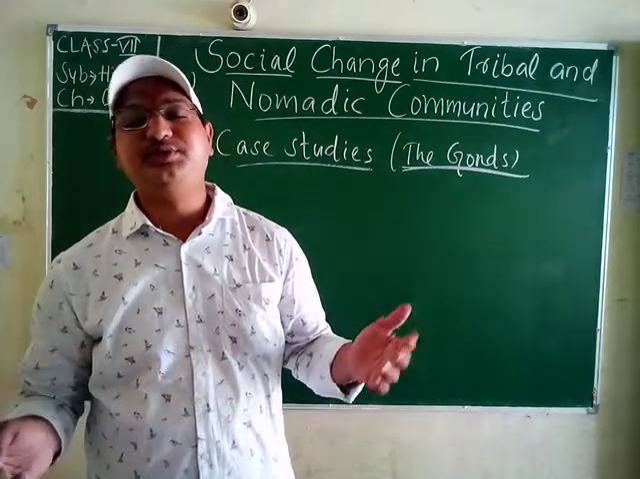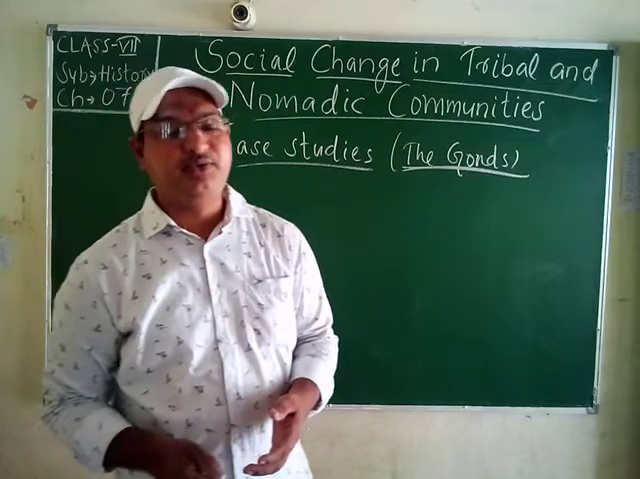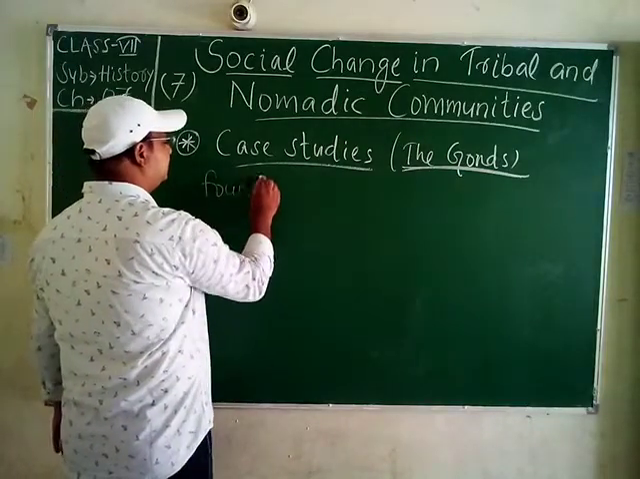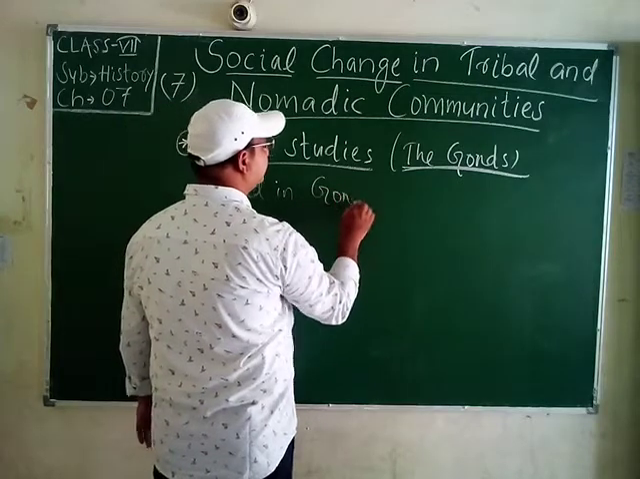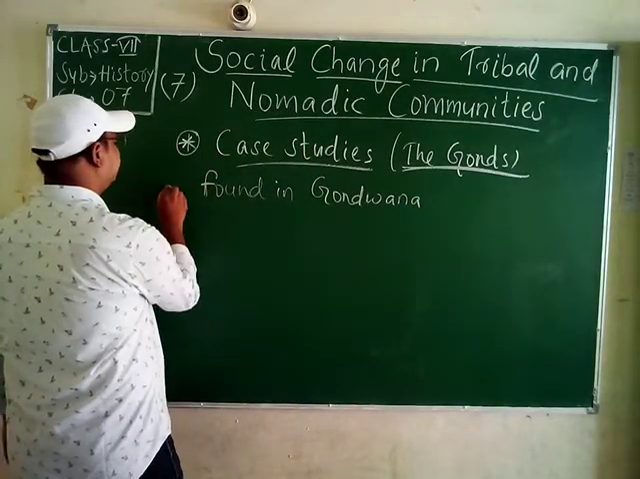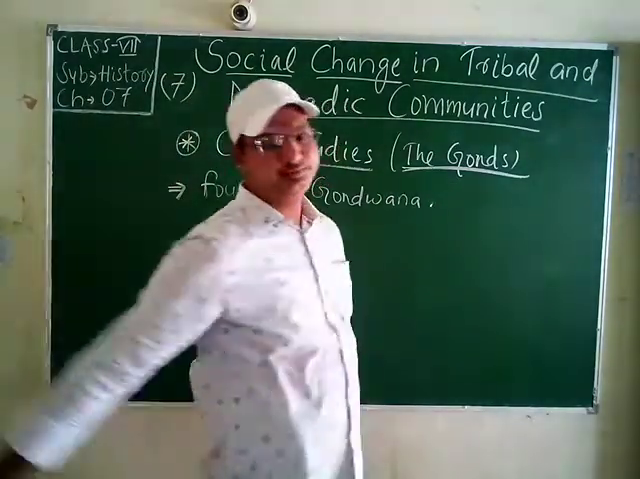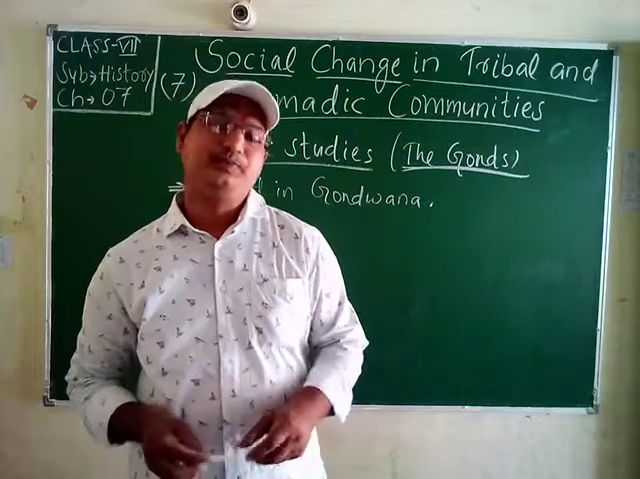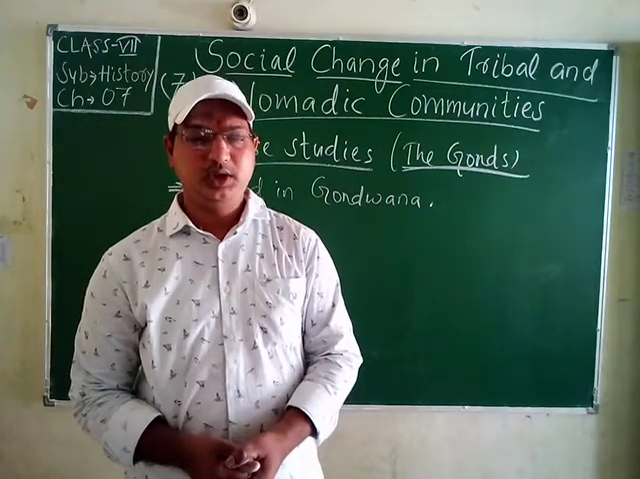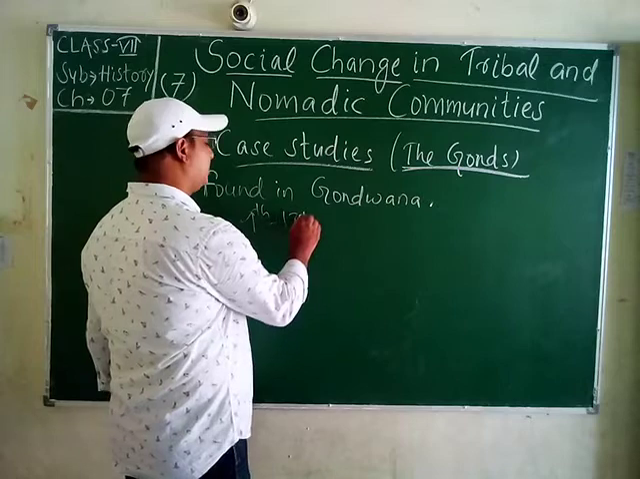Students, as we know, we have studied different types of tribes in the chapter, but the Gonds are a tribal community mostly found in Gondwana. The name Gond has come from that. Gondwana is a region of central India and a famous place from where the Gonds came. They settled between the 9th and 13th century.